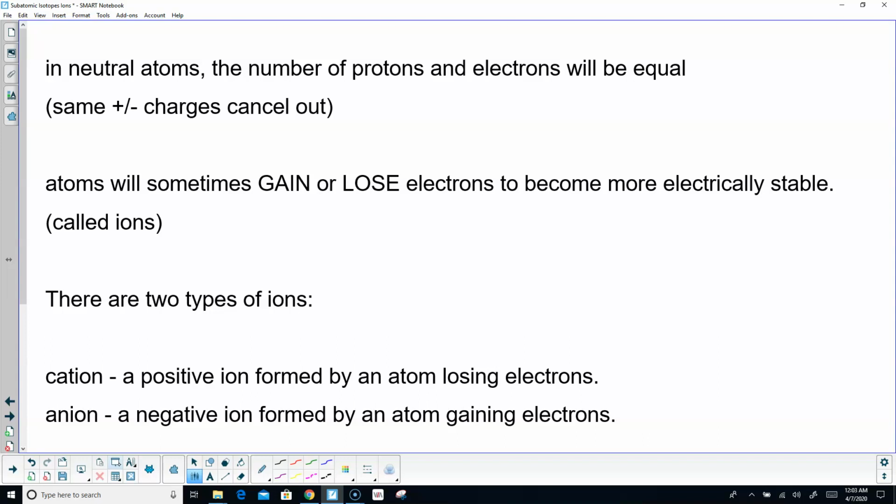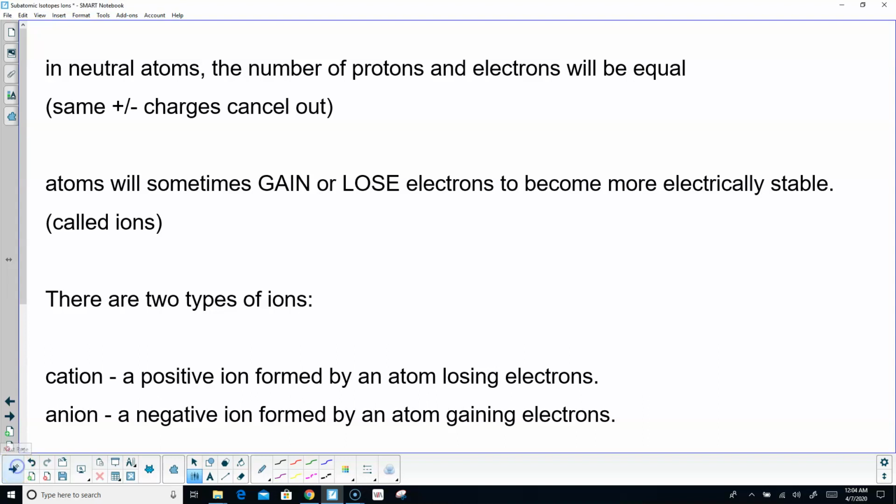An anion is a negative ion formed by gaining electrons. So as you pick up electrons, as you pick up negative things, you become negative. You become an anion. We'll have a whole unit about chemical bonding, why atoms lose or gain electrons to become more stable. But just now, I want you to realize that they do. So these atoms will sometimes gain, sometimes lose. And the way we're going to tell if they lose or gain is by looking at the periodic table. We're not going to worry about that just quite yet.